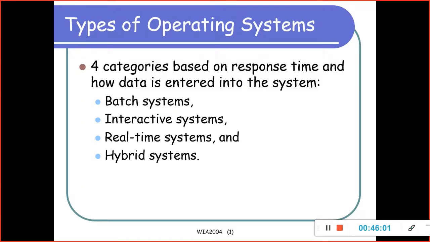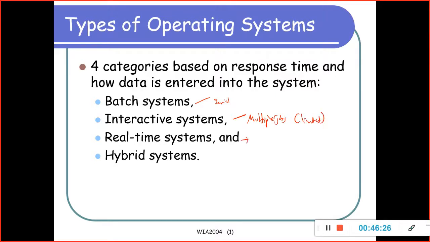So there are four categories of operating systems based on response times and how data is entered. You have the batch system, used last time with vacuum tubes and so on, running serial jobs. Then the interactive system, which is an extension of the serial, where you can run multiple jobs but limited.